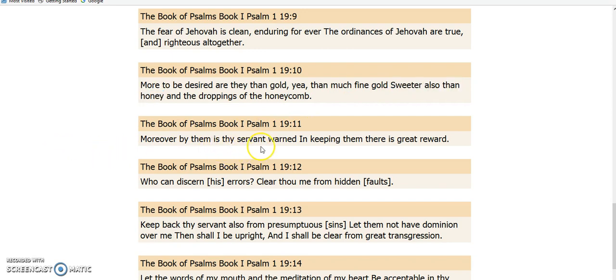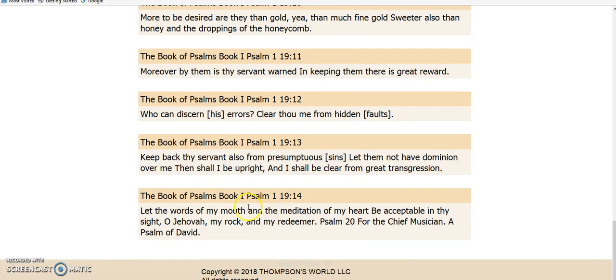Moreover, by them is thy servant warned, in keeping them there is great reward. Who can discern his errors? Clear thou me from hidden faults. Keep back thy servant also from presumptuous sins. Let them not have dominion over me. Then shall I be upright, and I shall be clear from great transgression. Let the words of my mouth and the meditation of my heart be acceptable in thy sight, O Jehovah, my rock and my redeemer. And this is coming up in verse 14.